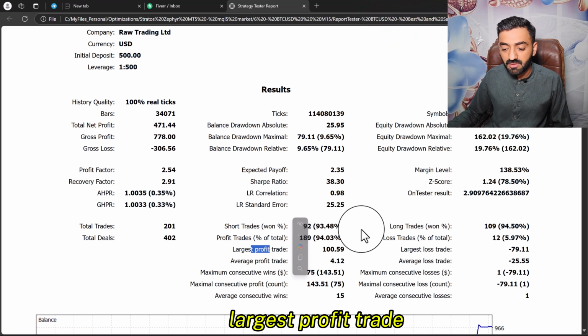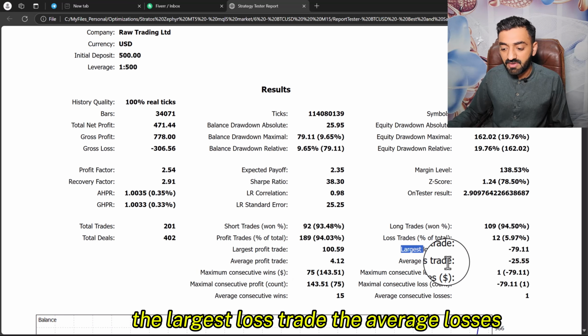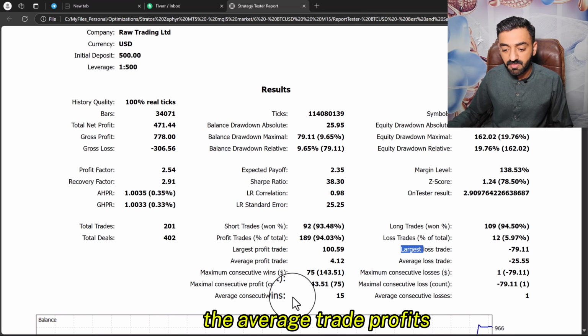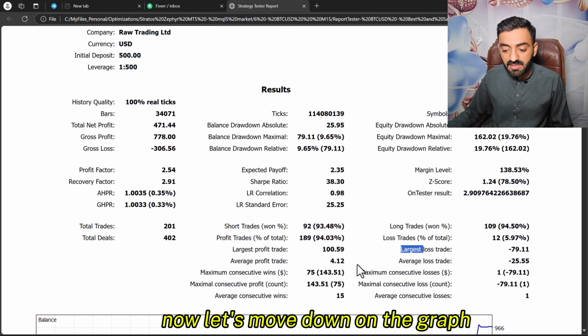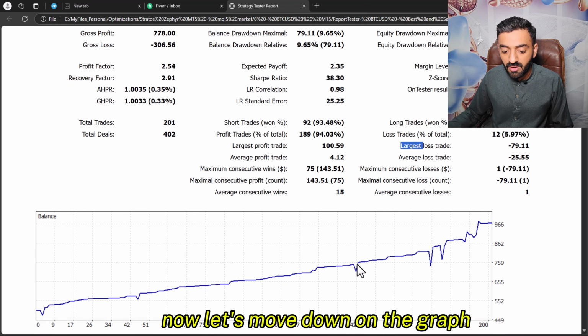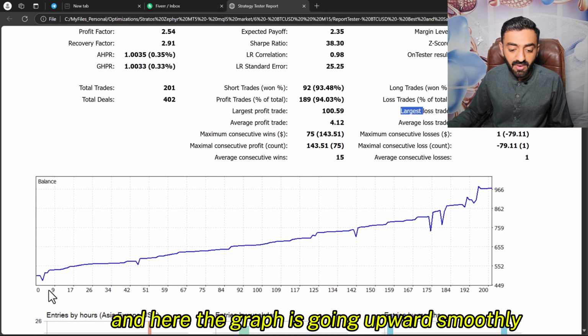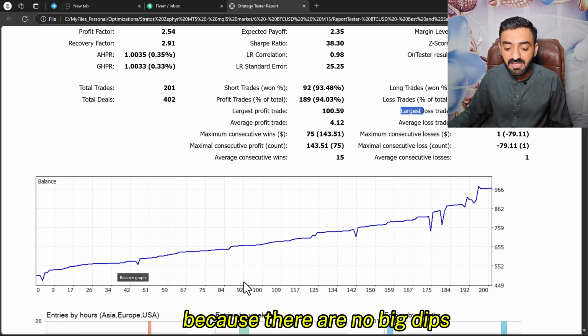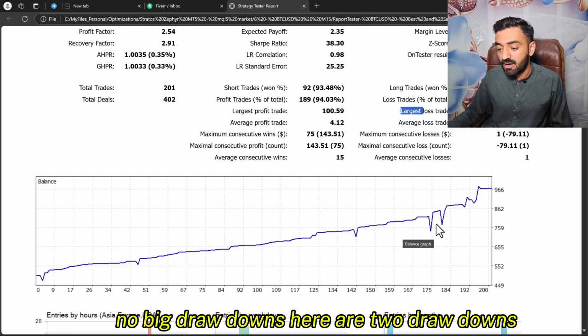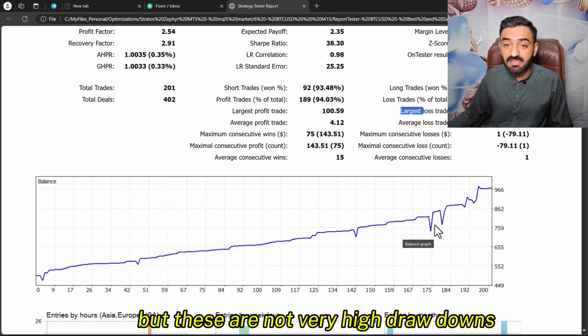Largest profit trade, the largest loss trade, the average losses, the average trade profits, and the average consecutive wins and losses. Now let's move down on the graph, and here the graph is going upwards smoothly. As always, I love this kind of graph because there are no big dips, no big drawdowns. Here are two drawdowns, but these are not very high drawdowns.